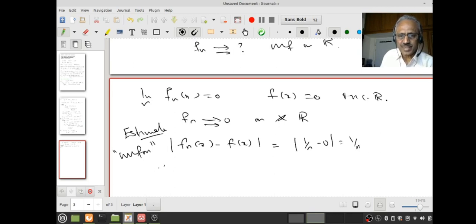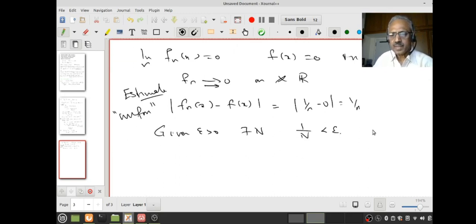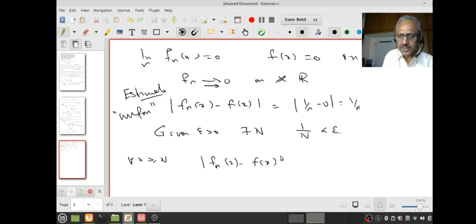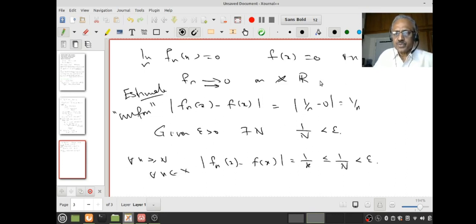Therefore if you give me an epsilon, by Archimedean property there is a natural number N such that 1 upon N will be less than epsilon. Therefore if k is greater than or equal to N, then the absolute value of fk of x minus f of x is equal to 1 by k, which will be less than or equal to 1 by N, which is less than epsilon. And this is true for all x in capital X. Therefore I have shown fn converges to f uniformly. Okay, pause, review, proceed.